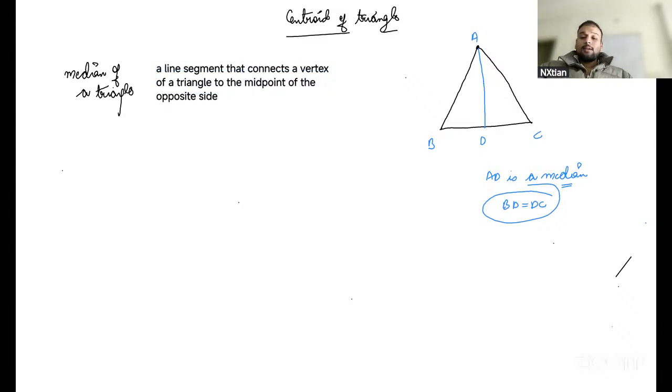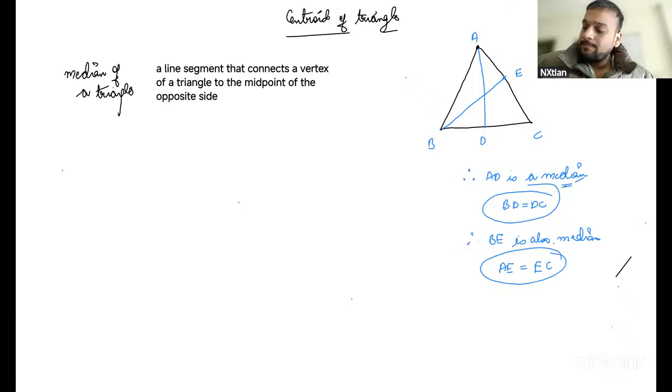A line segment that connects the vertex of a triangle to the midpoint of the opposite side. Like the opposite side is there, the midpoint is there. Now, in the same way, if I make this point and name it E, then BE is also a median. Why? Because it divides the opposite base, which is AC, into two equal halves, AE and EC. Did you understand what I'm trying to say?